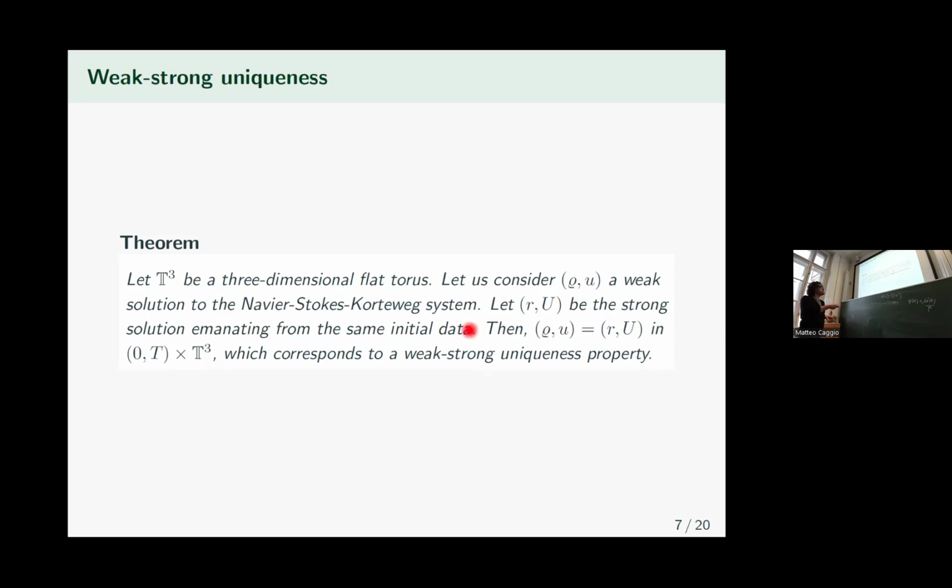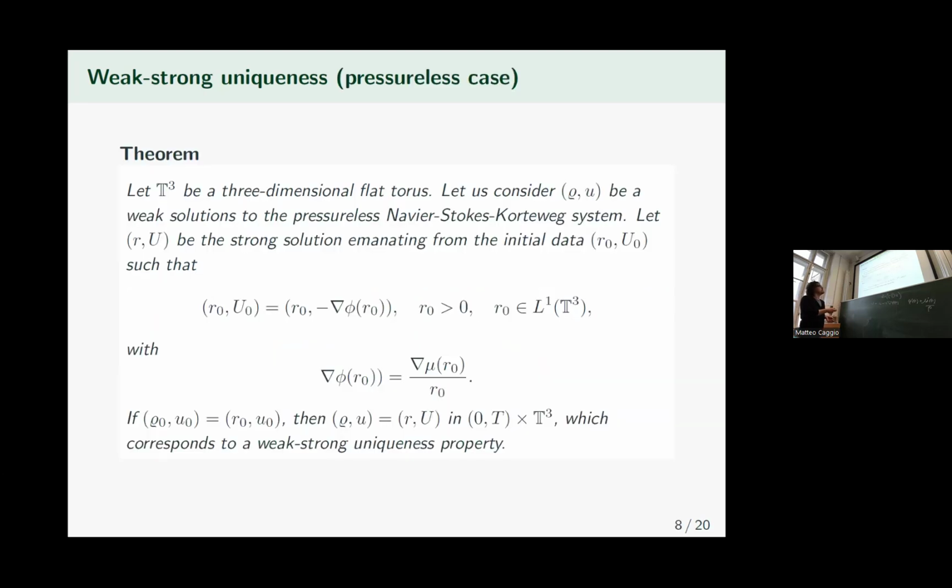But you can do better than this, because if you put yourself in the same framework that I mentioned before, you can prove the existence of your strong solution. So indeed, in the pressureless case, we have both the existence of the weak solution, the existence of the strong solution, and we can also prove the weak-strong uniqueness in the pressureless case. So this is what we did in the last years concerning the high Mach number limit.